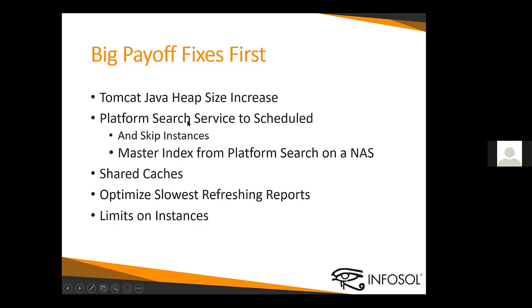Another one that's interesting to me is the platform search service. Under applications, the platform search, by default it's set to continually search, and you may want that because you have enough of a change level. But what we usually recommend is you set it to scheduled, and unless you're looking at the content, skipping the instances, so that it performs faster.